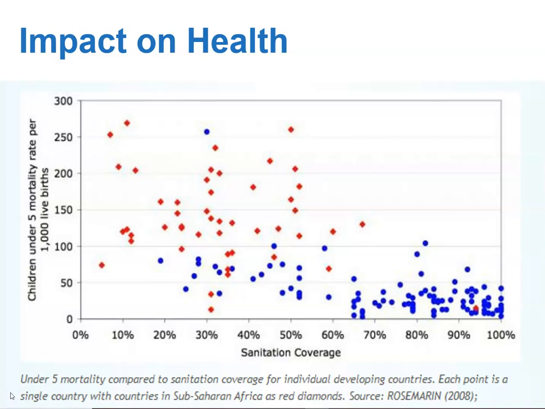In addition, it has been estimated that 50% of the malnutrition, the undernutrition disease burden alone, is attributable to the environment, mainly as a result of incomplete or substandard water and sanitation provision. In this slide, we can see the link between under-5 mortality and sanitation coverage for individual developing countries. Each point is a single country, with countries in sub-Saharan Africa as red diamonds.